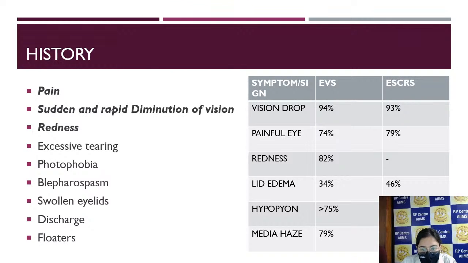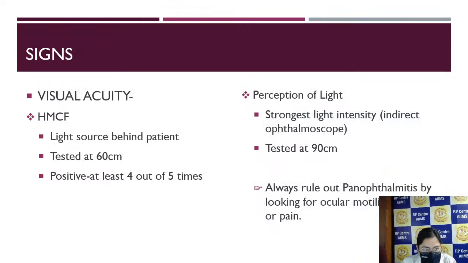The most common presentation is vision drop, as seen in the EVS as well as the ESCRS study, giving a percentage of 94%. Pain is also a common symptom at 74% by the EVS study, but here again 26% do not have pain. So if the patient does not have pain, it does not mean we can rule out endophthalmitis. Other signs can be redness, excessive tearing, photophobia, blepharospasm, swollen eyelids, discharge, and floaters.